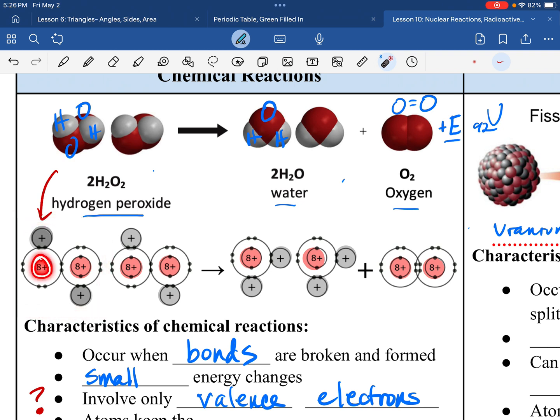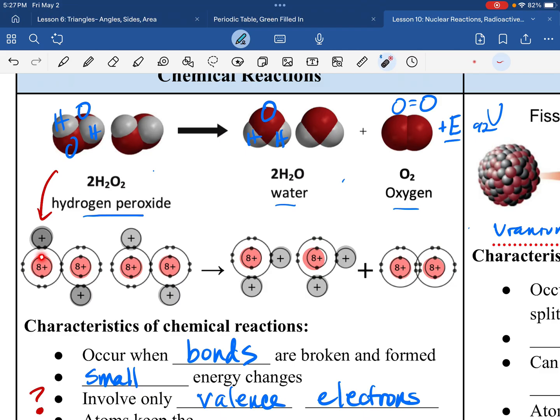And the red represents the nucleus of each oxygen in the hydrogen peroxide. The 8 is it has 8 protons, right? And it has 8 neutrons, as most oxygens do as well. And then the hydrogen has 1 proton, so that's why it's just a plus. We could write 1 plus. And so what we have is the valence electrons, right?